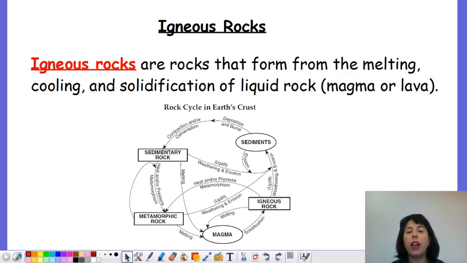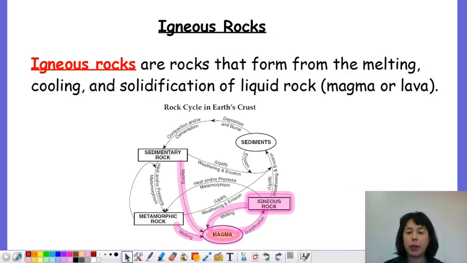As I said before, these are rocks that form from the melting, cooling, and solidification of liquid rock. You don't need to memorize this because you can find it on page 6 of your reference tables. If you look right here, I've highlighted in this rectangle where igneous rocks can be found. To make an igneous rock, the rock needs to melt. A sedimentary rock can melt, a metamorphic rock can melt, and even an igneous rock can melt to form another igneous rock. But we can't just go directly to igneous rocks. We need to turn into magma or lava, that liquid rock.